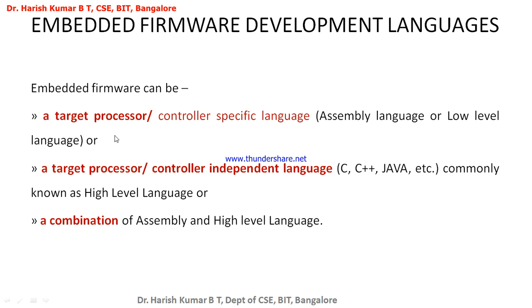The second option is a target processor or controller independent language. So assembly language is controller dependent or target processor dependent, whereas C, C++, and Java, commonly known as high-level languages, are controller independent or target processor independent. That means a program written for one target processor can also run on another target processor.